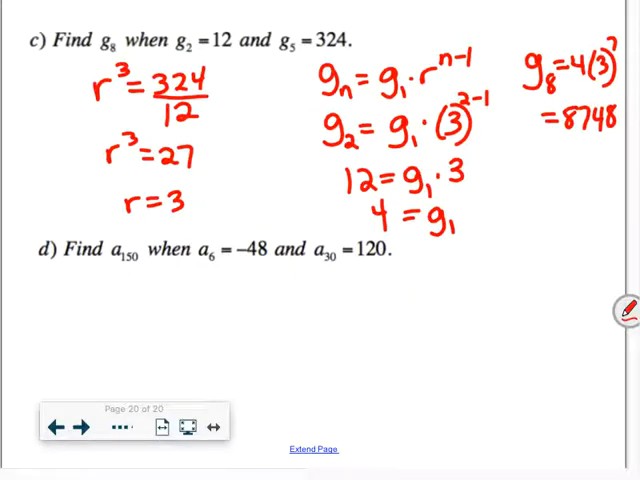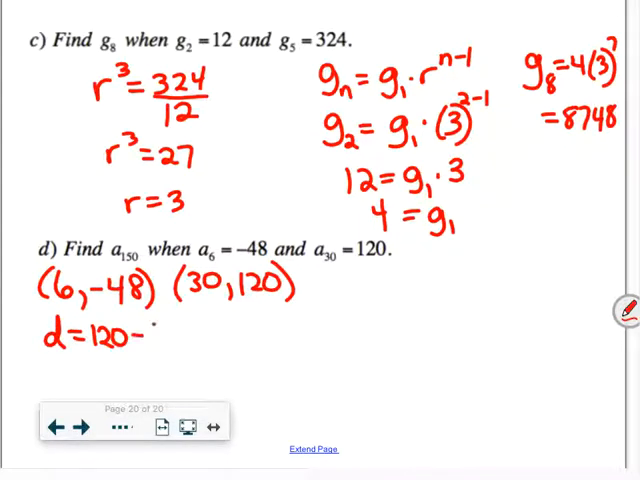Now I know some of you have not gotten all the way to D, but just do it with me now. This is arithmetic, and if you remember from yesterday, A sub 6 equals negative 48. Arithmetic are linear. It has a common difference. The common difference represents slope. So the 30th term is 120. My common difference is going to be 120 minus negative 48 over 30 minus 6. When I worked that out, I got 7.